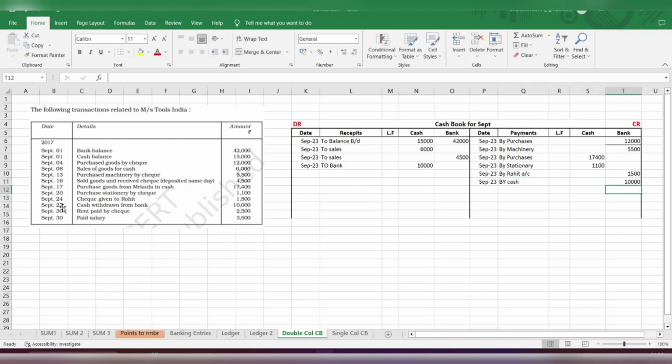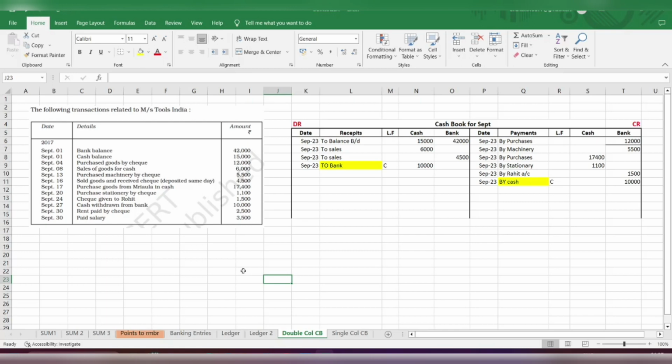When in a particular transaction both the bank and cash accounts are coming into consideration, such entries are known as contra entries. And in our ledger folio, you have to mention it as capital C. Let us read out the transaction again. Cash withdrawn from bank 10,000 rupees. Here you understand that both cash and bank are coming into consideration.